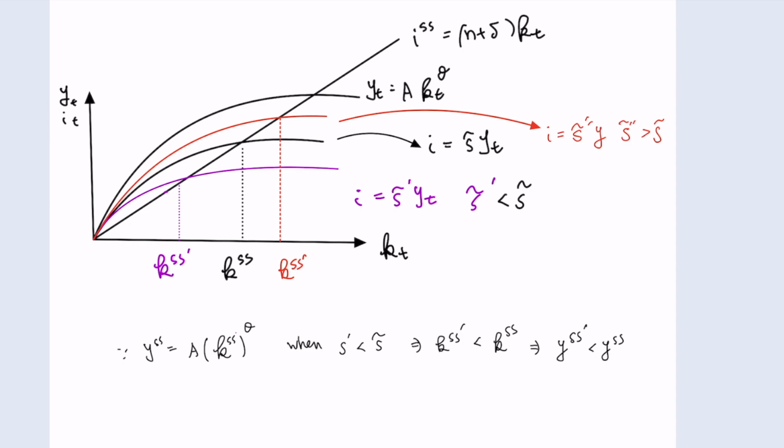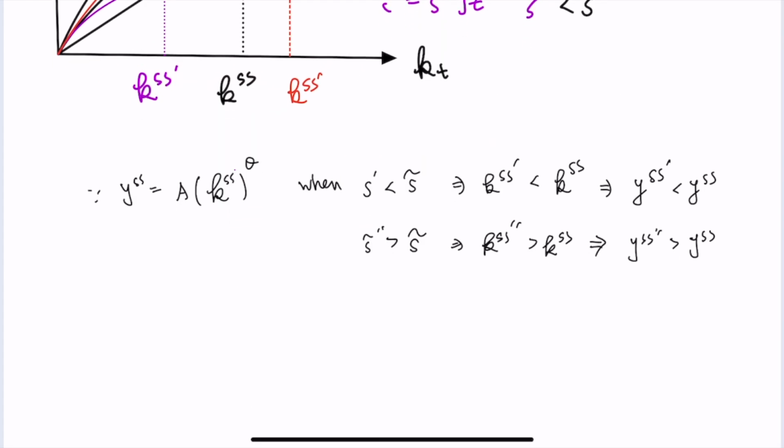And then when the saving rate is less, the K steady state is less, so the output in the steady state is less. On the contrary, if the saving rate is higher, the K steady state is higher, and thus the output in the steady state is higher.